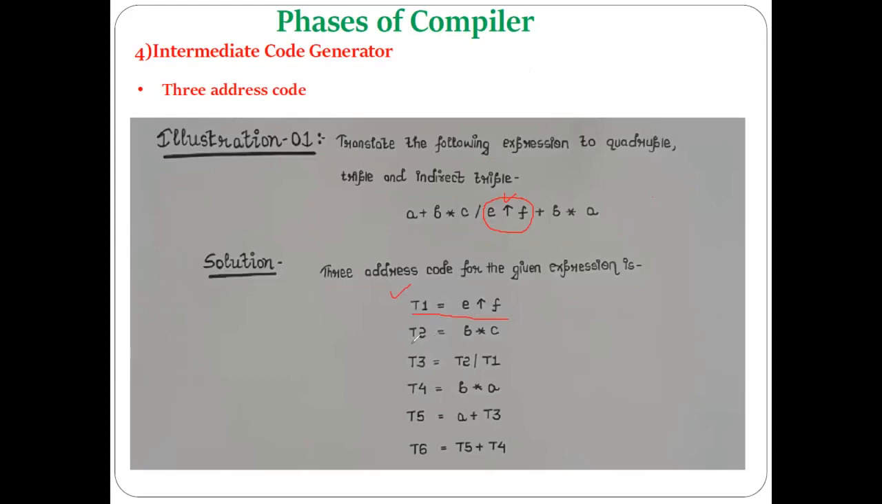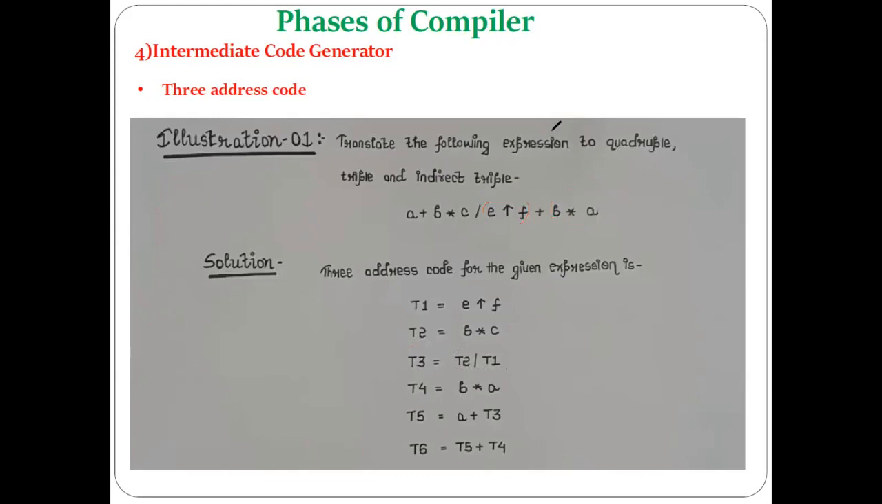Then the next preference will be given to t2 equal to b into c, because multiplication has the second precedence. Then next will be given to c divided by e, so the t3 temporary variable is generated. For that you can see we have the three address code for this expression, and also for this expression. The result of e raised to f is in t1, the result of b into c is in t2, so the third temporary variable will be generated as t3, and t3 will be written as t2 divided by t1.